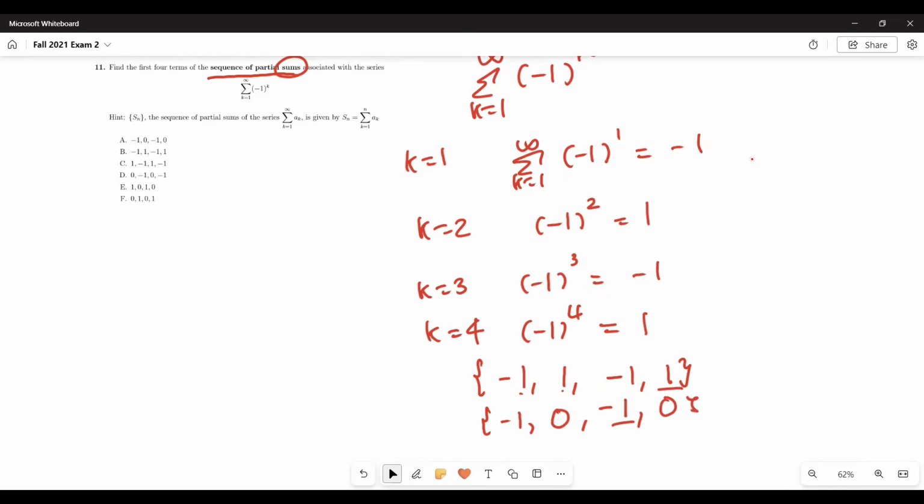So the answer actually wants this one, not the sequence itself. I almost got tricked too. It's asking for the sequence of partial sums, not just the sequence, which is why the answer for this question is A.